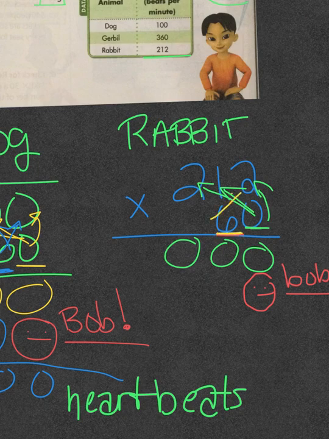So let's do 6 times 2, regroup, that's 12. 6 times 1 plus the 1 regrouped is 7. And then 6 times 2, which is also 12.